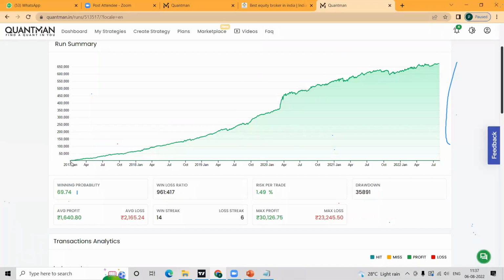Say for example, you start in January 2017. Around October 2018, your capital will be doubled. Now you have 3 lakhs. From that point onwards, you are going to put 2 lots instead of 1 lot with the profits.